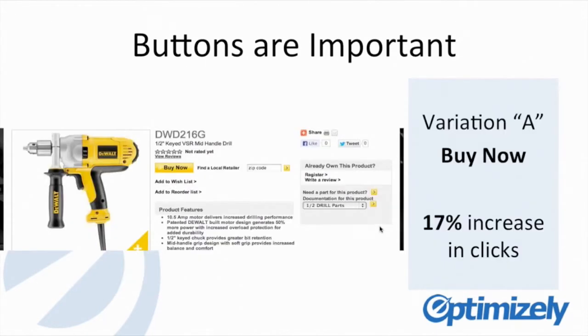So what they actually saw was that the original variation A, which was buy now, had 17% more people clicking on that button than when they changed it to shop now. So what they were able to do was save themselves from making a change that would negatively impact their conversion rate. So they were able to really catch themselves before they made that mistake and before it was too late.